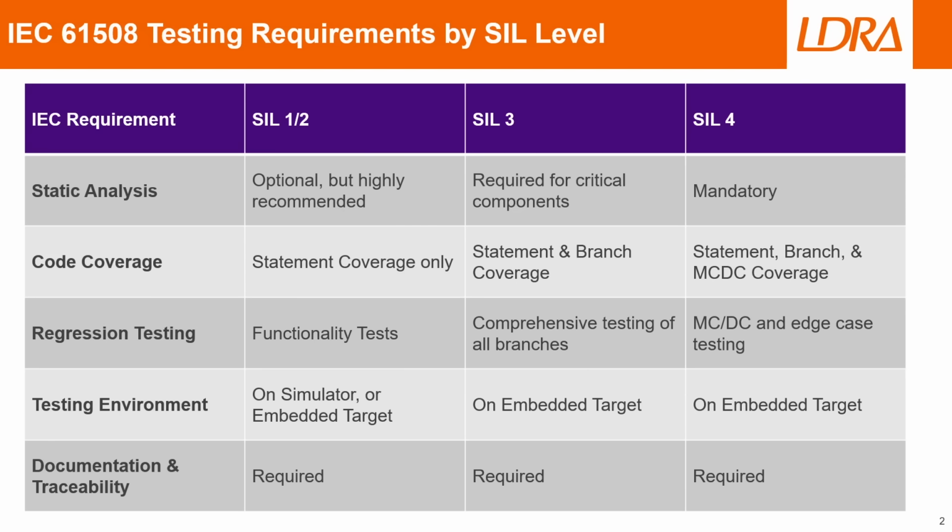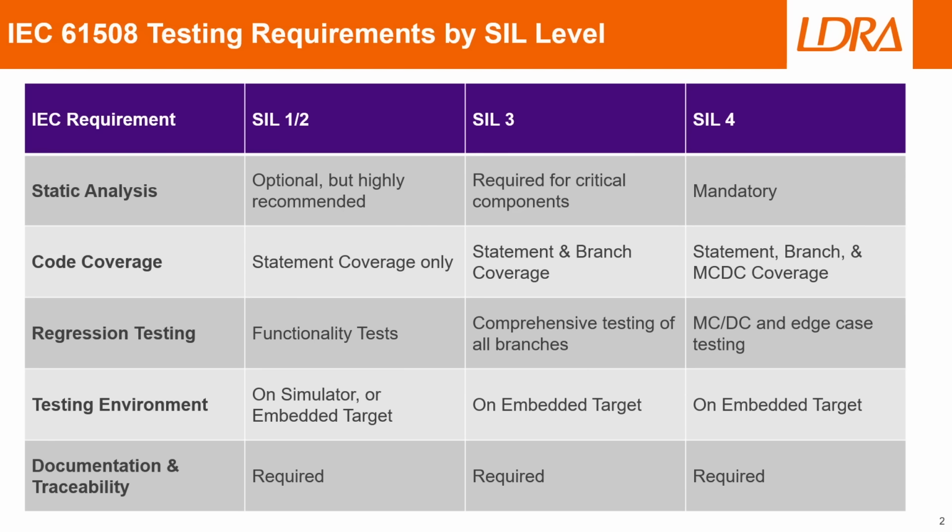The next category is regression testing, also known as unit testing. For SIL levels 1 and 2, you'll only be required to have functionality tests to make sure your code is working as intended. For SIL level 3, they'll require a comprehensive test of all the branches of your code. And for SIL level 4, we'll need to have very specific MCDC and edge case testing to make sure that we're testing all edge cases within our code base.